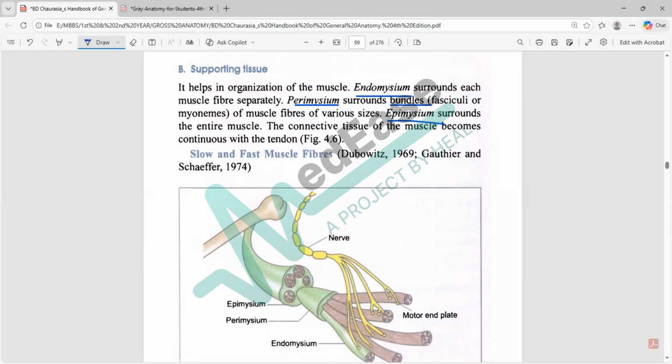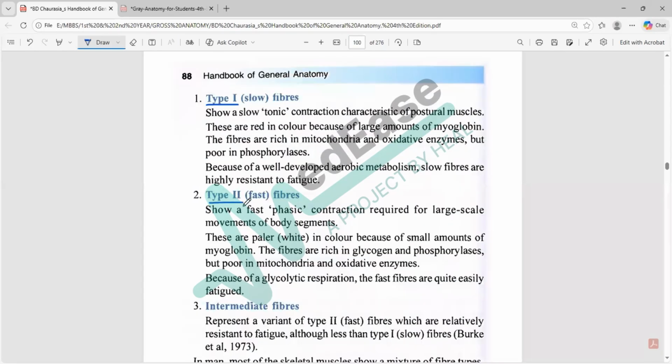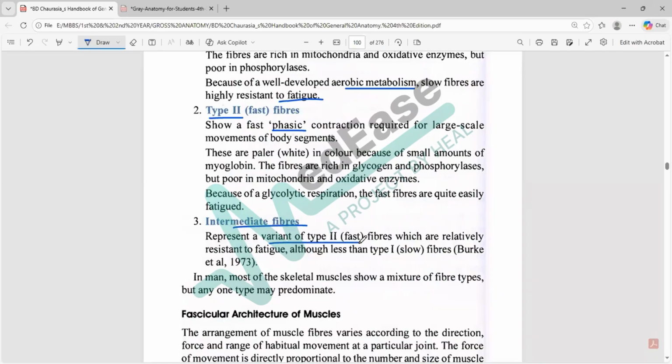Further, we will be dividing fibers into type 1 and type 2 mainly. The type 1 fibers show slow tonic contraction, and these are mainly for those muscles which appear red in color because they have a large amount of myoglobin, and these are important for aerobic metabolism, and these are for the long usage muscles mainly. They are highly resistant to fatigue. Type 2 is mainly for fast or rapid or phasic contractions, whereas the intermediate will be the variant of the type 2 fast fibers, and also the slow fibers, meaning they are resistant to fatigue as well as they undergo quick contractions.